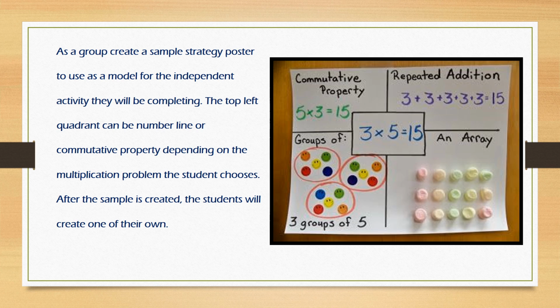Then the top right quadrant, you'll see that they're going to be showing the repeated addition for their multiplication problem. Bottom left, using the stickers, they're going to create the groups of. And then finally in the bottom right quadrant, they're going to use the marshmallows, and they're going to create an array.